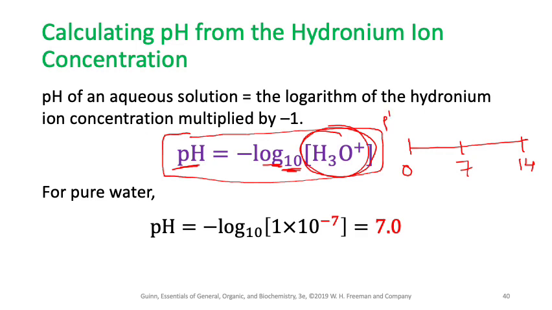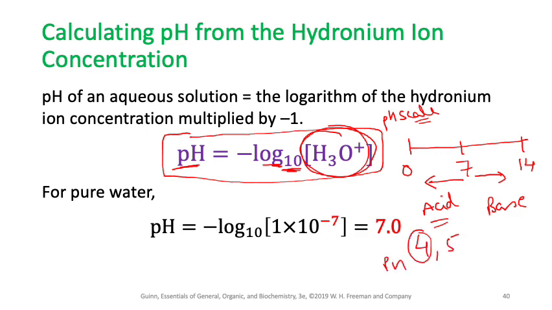So this is what we call the pH scale. If the number comes out to be below 7, this is acidic. If the pH number comes out to be more than 7, it's a base. And one more thing that you need to remember: the lower the number, the closer to 0, the more acidic the solution is. So that means with pH 4 and 5, 4 is closer to 0, or is a lower number compared to 5. That means pH 4 is a stronger acid compared to pH 5.